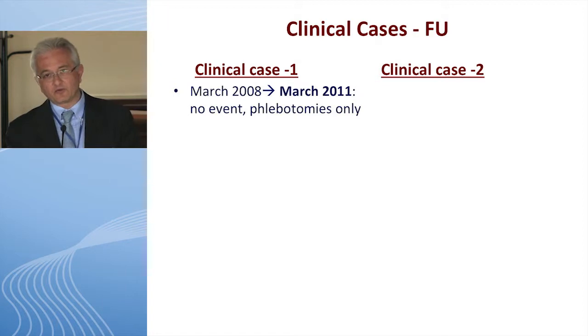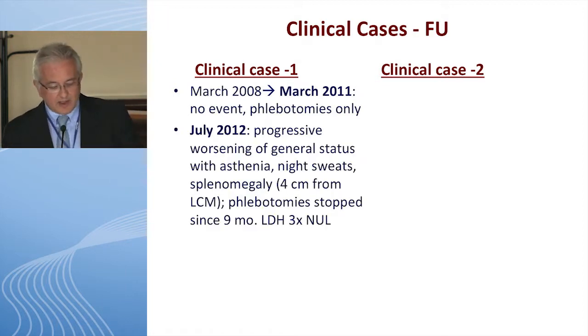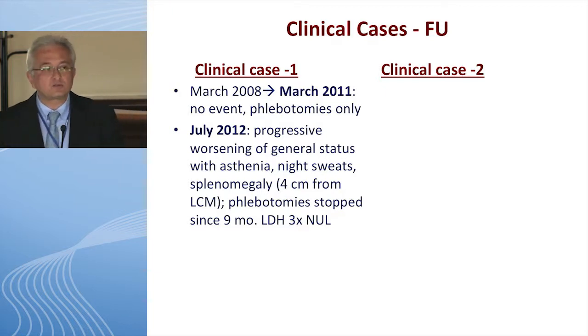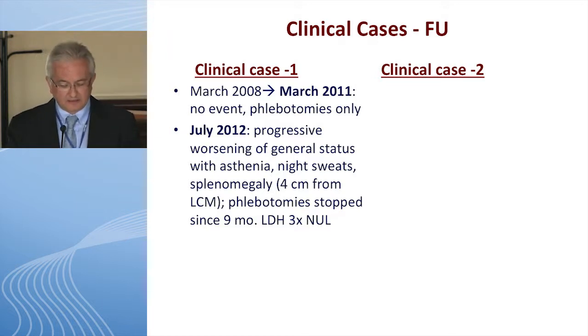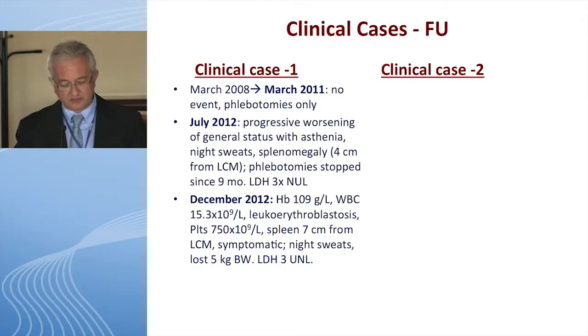So what happened in the follow-up of these patients? In case 1, all went right until July 2012, when the patient reported progressive worsening of the general status, with asthenia, and night sweats that were absent at the diagnosis were present. There was mild splenomegaly, not so significant, 4 centimeters, but he had stopped phlebotomies 9 months earlier, and there was also an increase in the level of LDH.